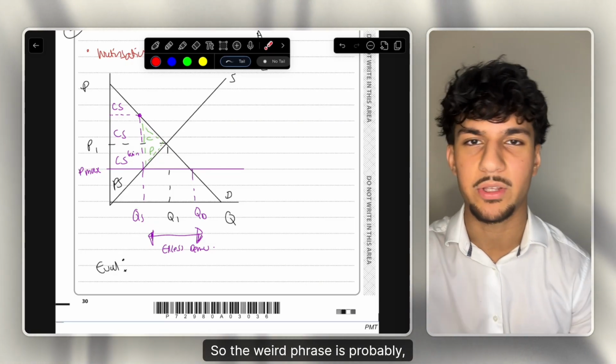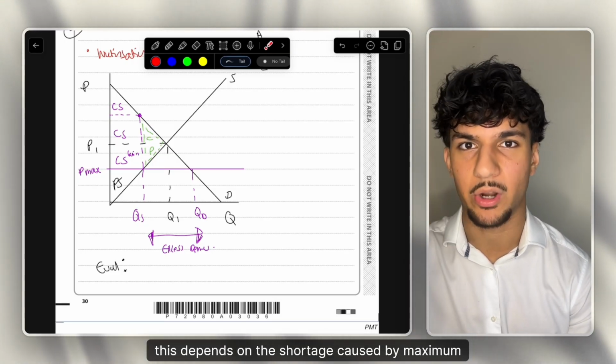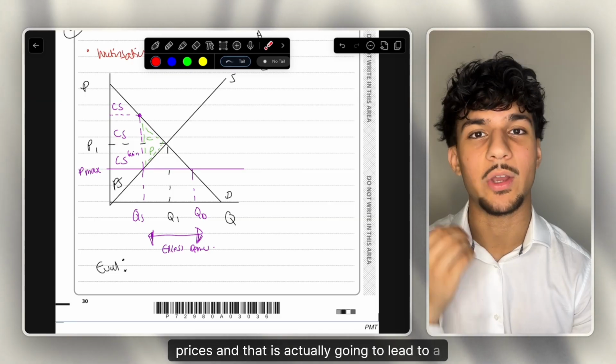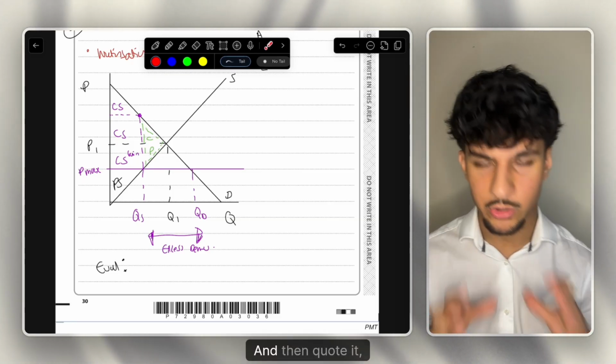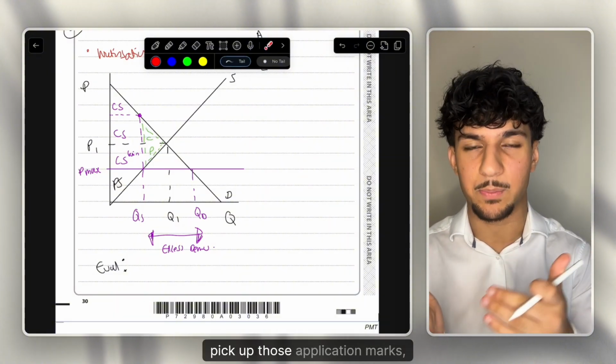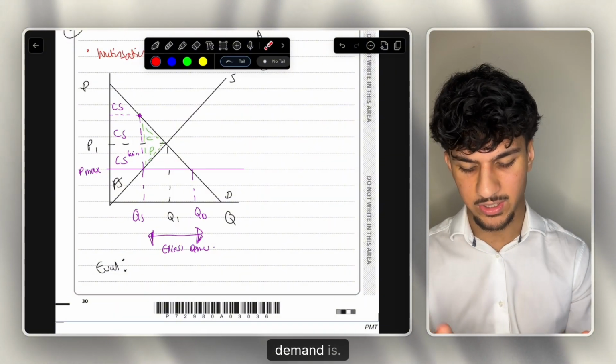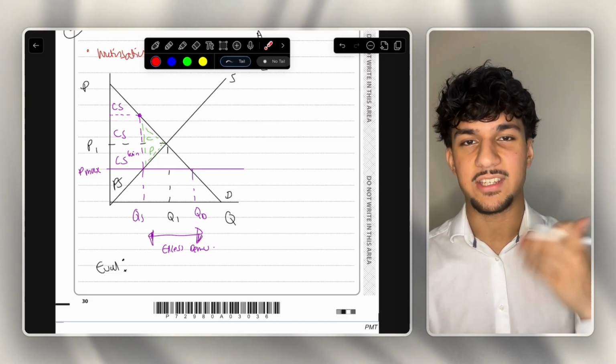So the way I'd phrase it is probably, however, this depends on the shortage caused by maximum prices, and that is actually going to lead to a worse outcome for society overall. And then quote it, use your diagram, show the examiner, pick up those application marks, pick up those diagram marks, show the examiner exactly where that excess demand is, so from QS to QD, and tell me what that means.